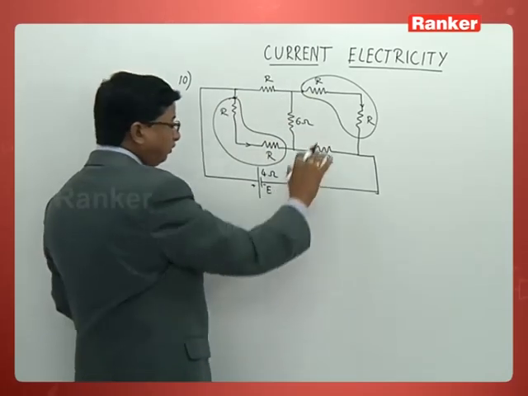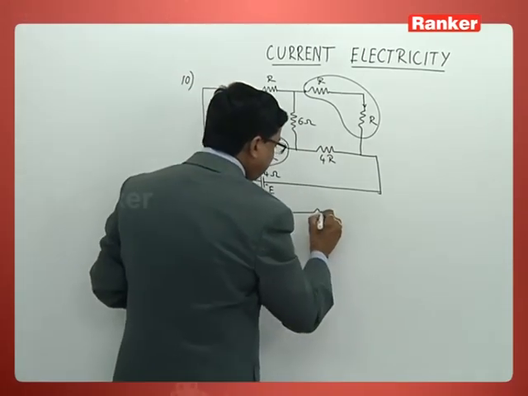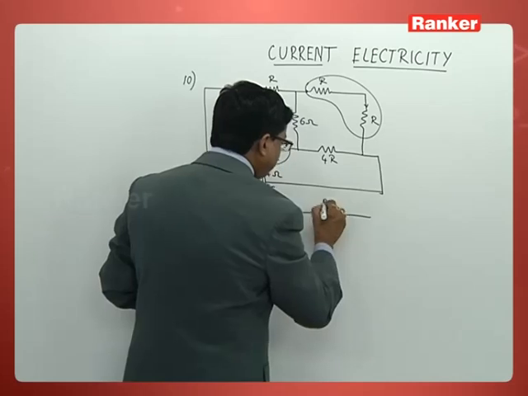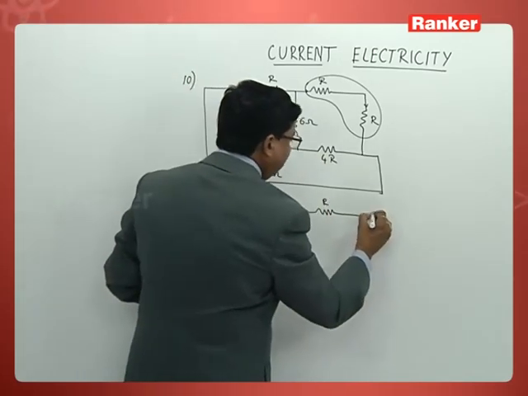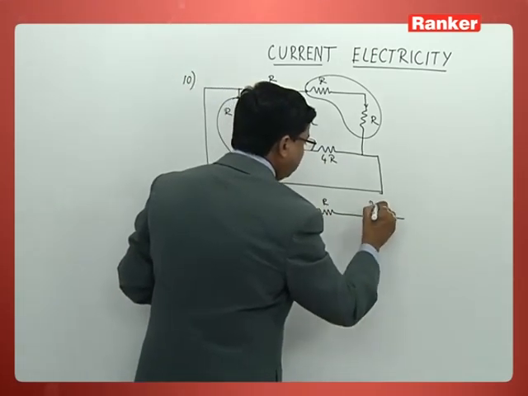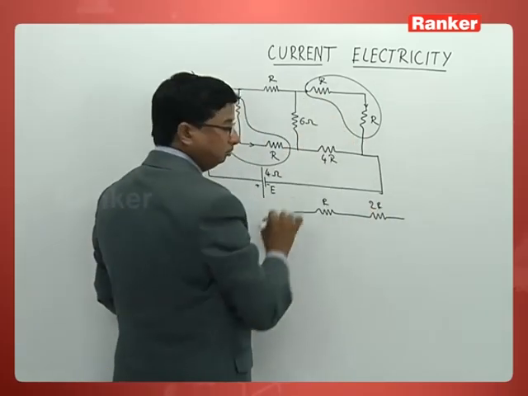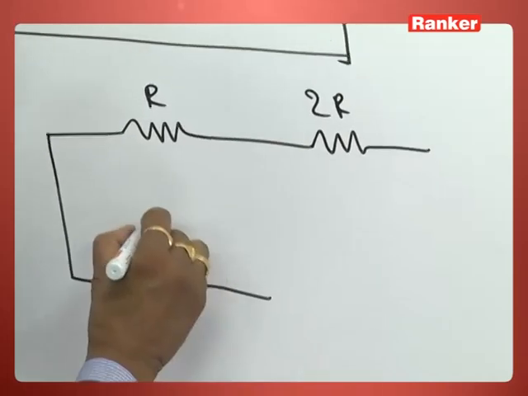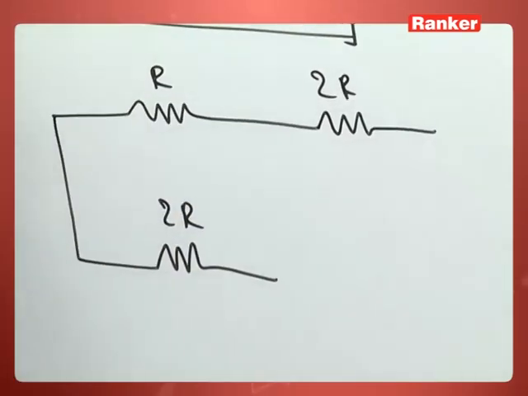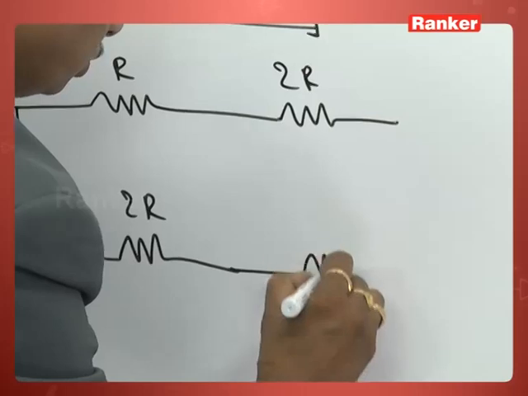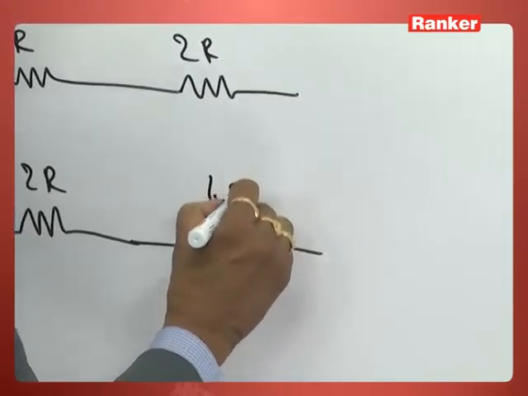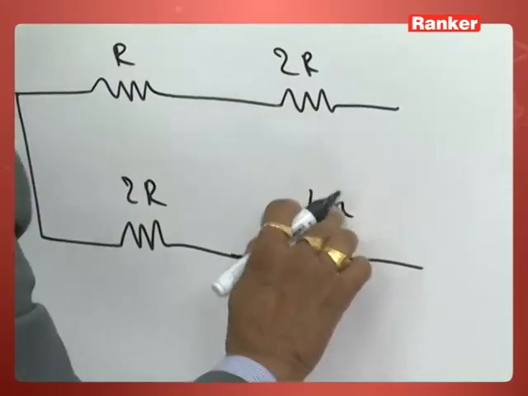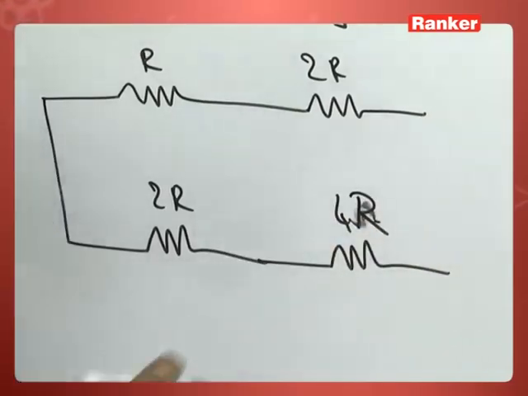If I redraw the same circuit this way, first resistance R, next resistance 2R. This is R plus R. Next resistance here again 2R. This is R plus R. The next resistance over here as 4R. That is what has been taken here, 4R.